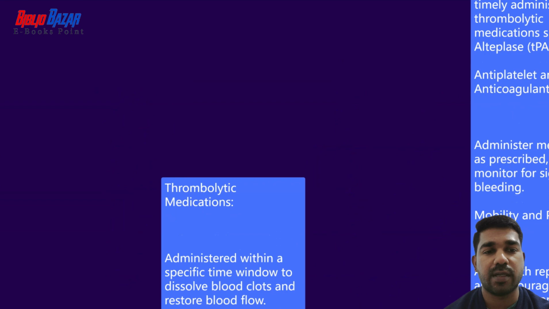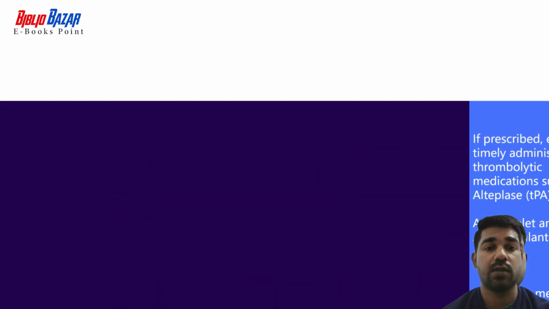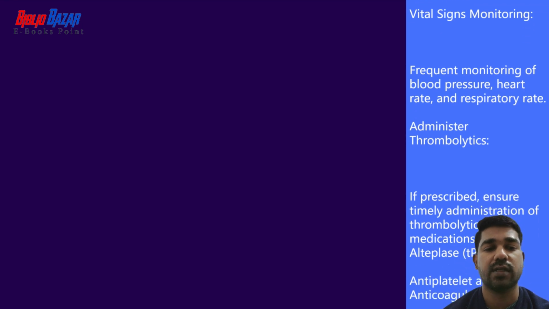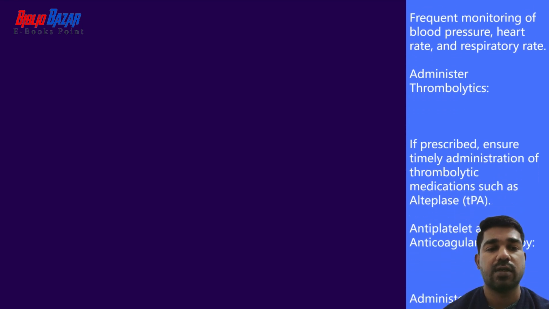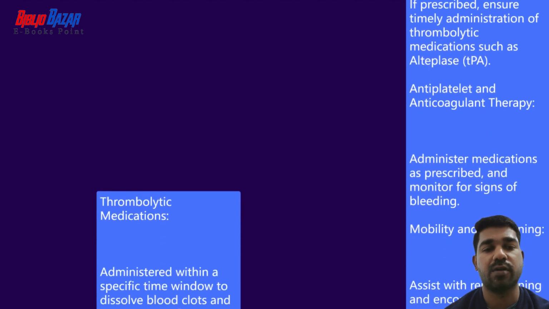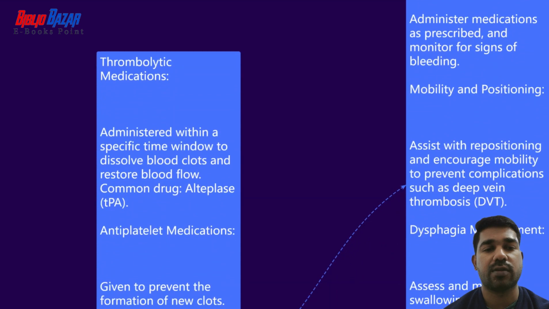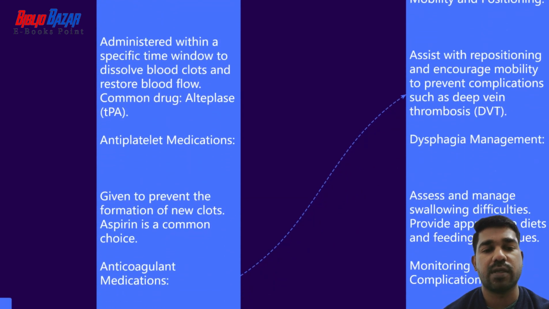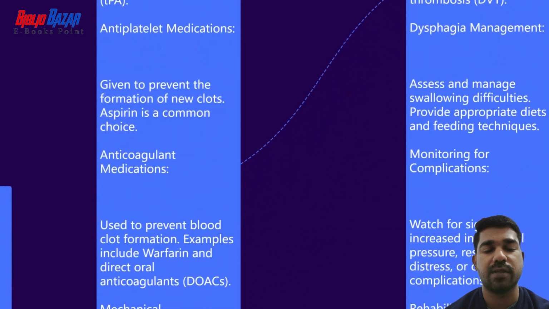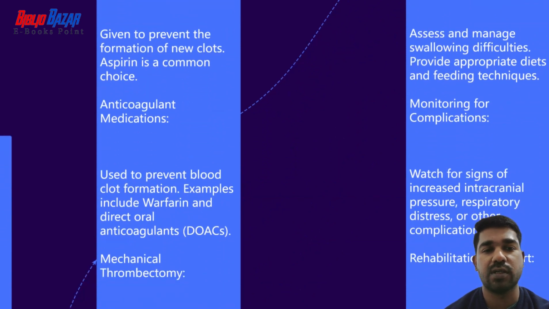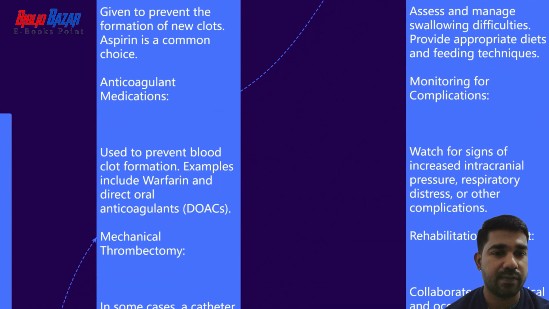And in the nursing management: neurological assessment, regular monitoring of neurological status and vitals, especially the blood pressure and respiratory rate should be monitored. Then administer thrombolytics as prescribed. Then mobility and positioning of the patient. If the patient is affected too much, they require frequent positioning to prevent complications and for early recovery.